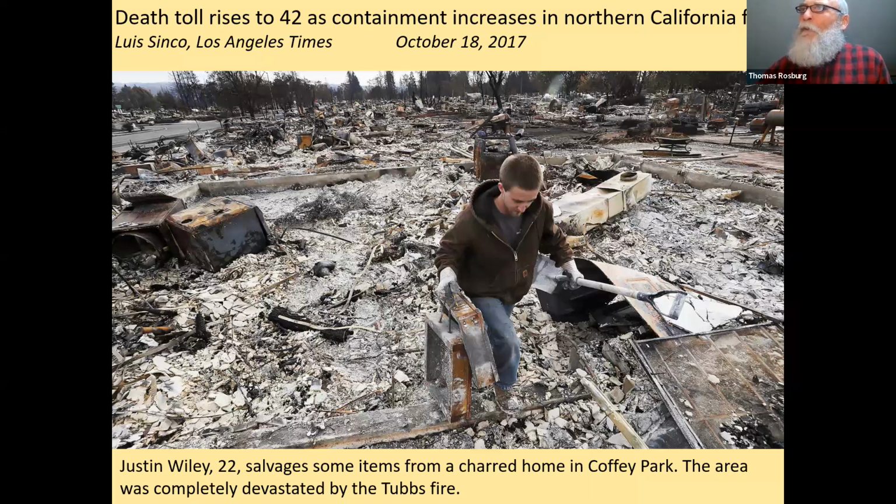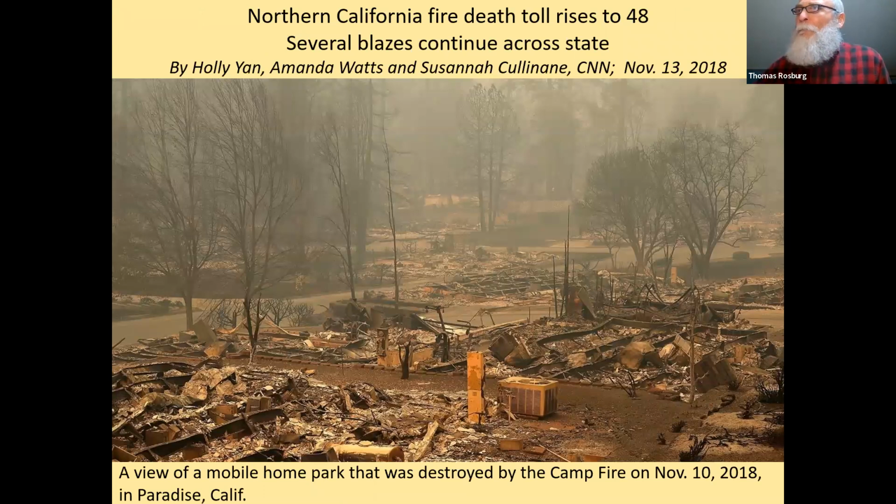So you've seen some of these pictures probably again, this is actually from 2017. This was the Tubbs fire, I guess it is. Yeah, Tubbs fire. I remember hearing about that one. The tremendous, again, damage that was done to humans and human possessions here. This one in 2018, Camp Fire, which was in the news for a long time.